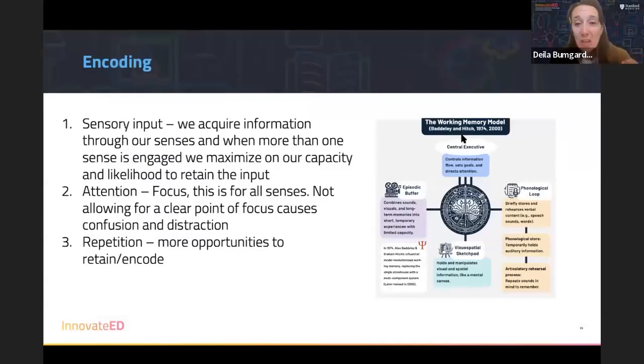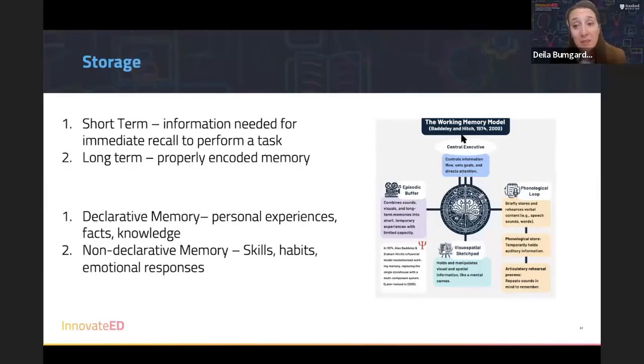The brain is encoding, so sensory input is super important. And this is something that applies to both knowledge-based and behavioral learning objectives. The more you engage with the senses, the more you capitalize on the brain's likelihood of retaining information. Storage, this is the one that's, I think, most important to the differentiation between the two. Let's jump down to declarative versus non-declarative memory.